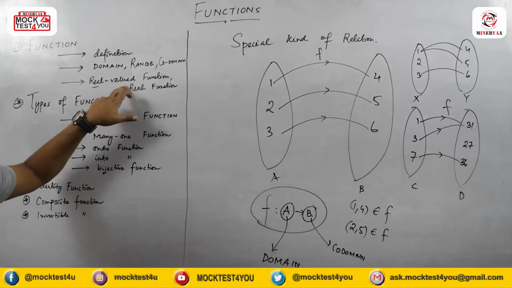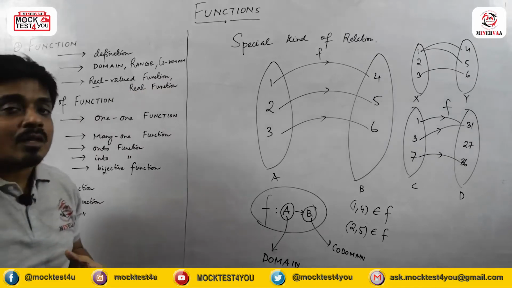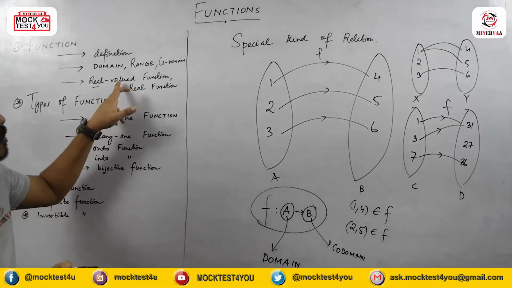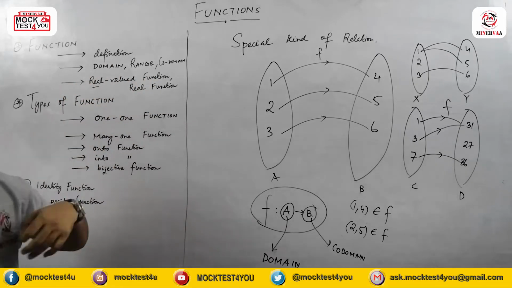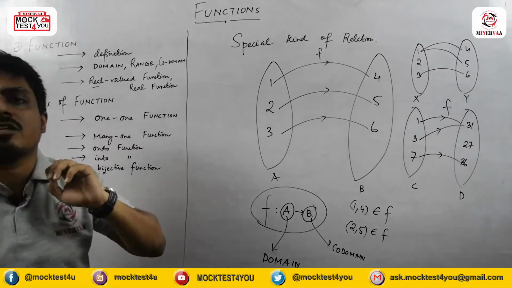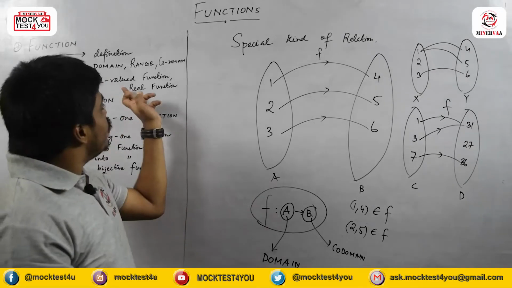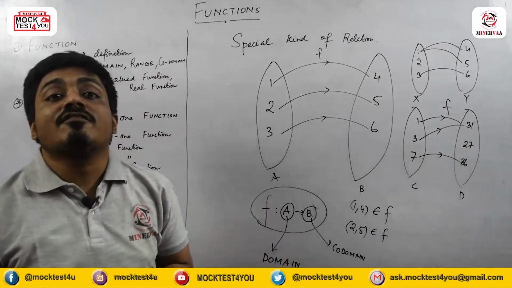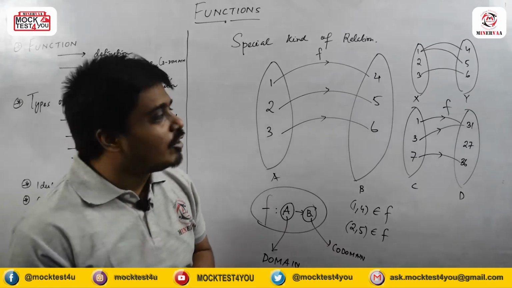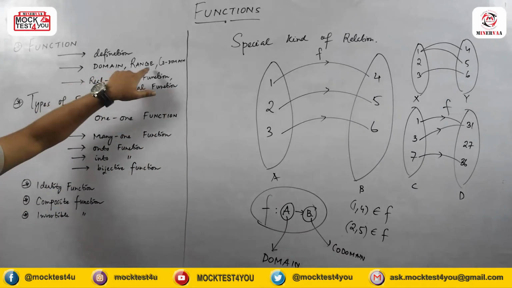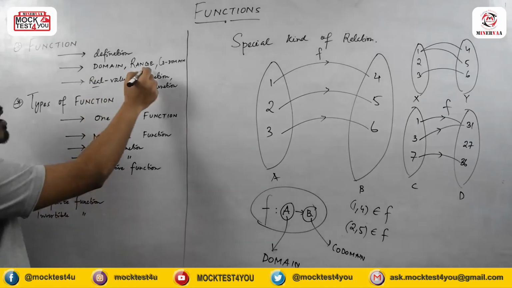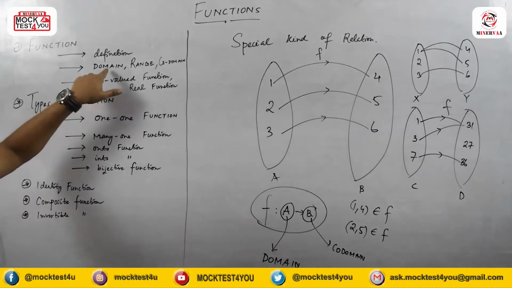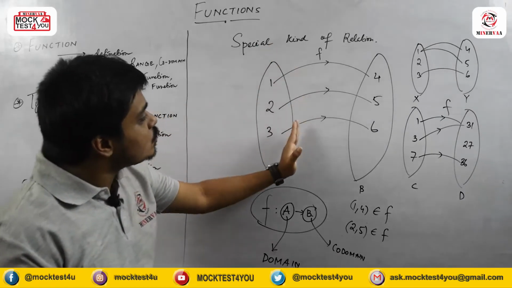Real valued function. So it means what? If the values of a function are real numbers, then we call that function a real valued function. Simple as that. If the values of the function are real numbers, it is known as a real valued function. Now listen very carefully. Among these domain, range and codomain, which one gives the value of the function? This domain is this one, 1, 2, 3.